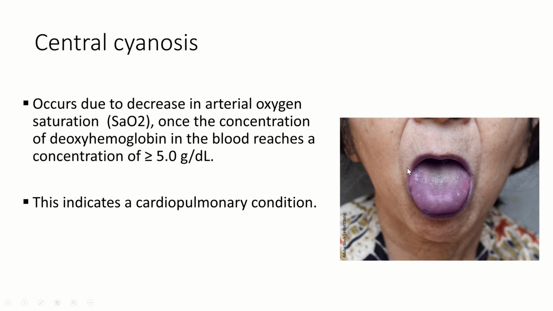First, we will start with the definition of cyanosis. We will be concerned with central cyanosis. Central cyanosis occurs when the arterial oxygenation decreases and the concentration of deoxygenated hemoglobin is more than 5 gram per deciliter. When we have a patient with central cyanosis, this indicates a cardiac or pulmonary condition.